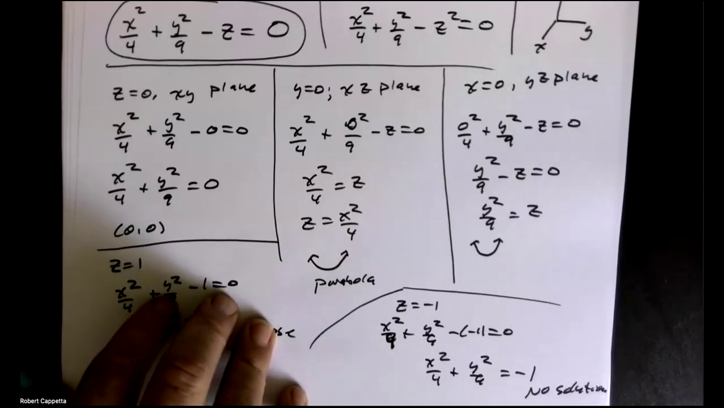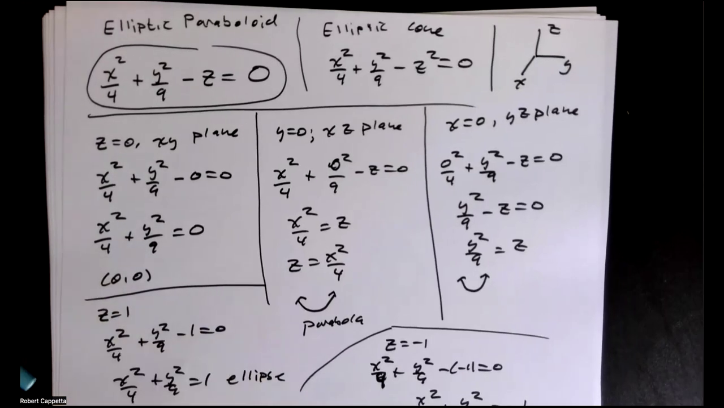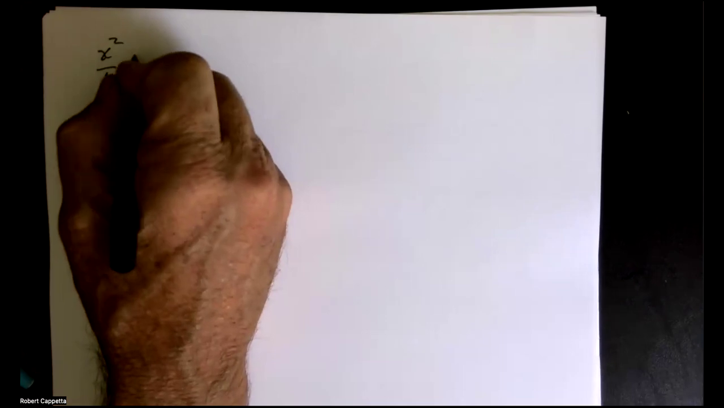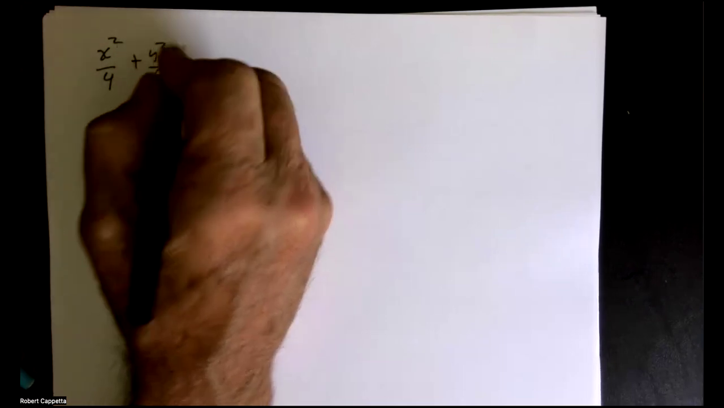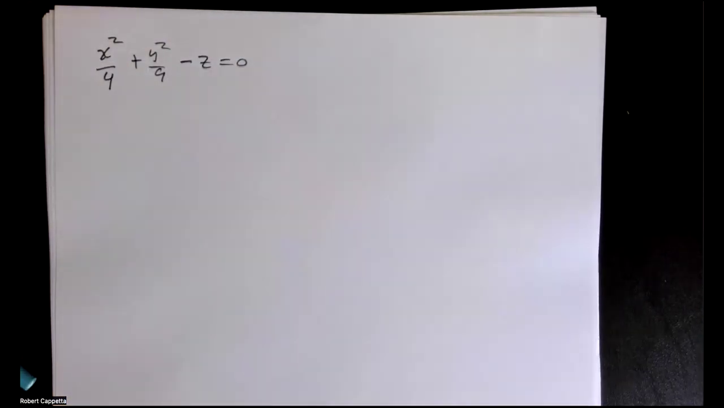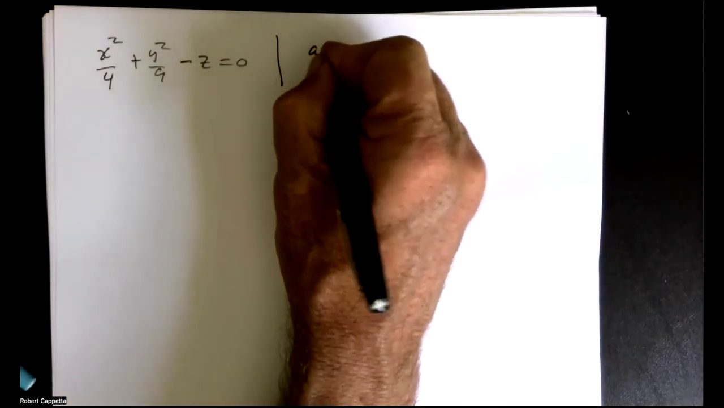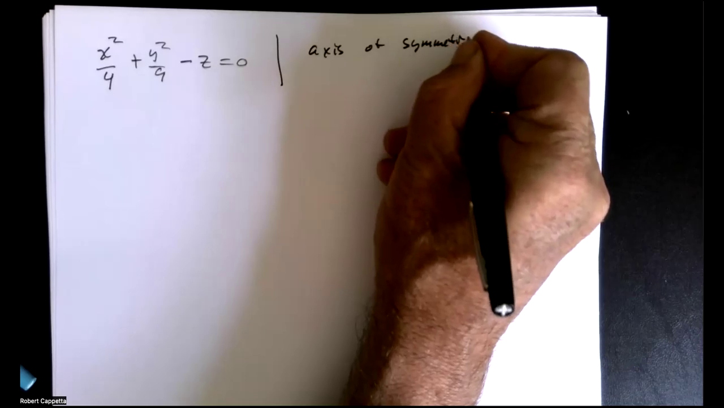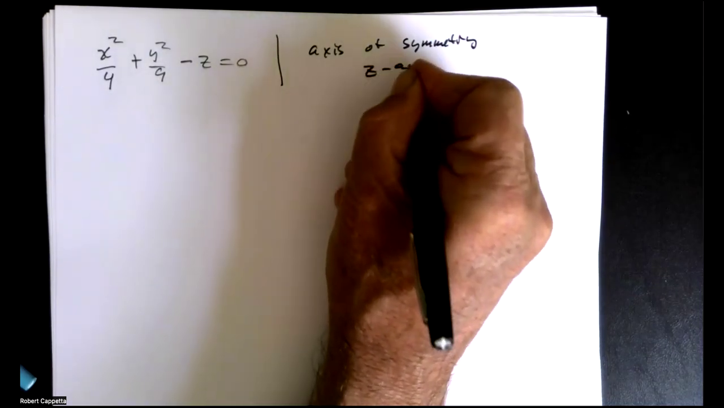And what did we notice about this? The axis of rotation here, or the axis of symmetry, was the z-axis. So let's go ahead and write that down. We have x squared over 4 plus y squared over 9 minus z equals 0. And the axis of symmetry, axis of rotation, is the z-axis.